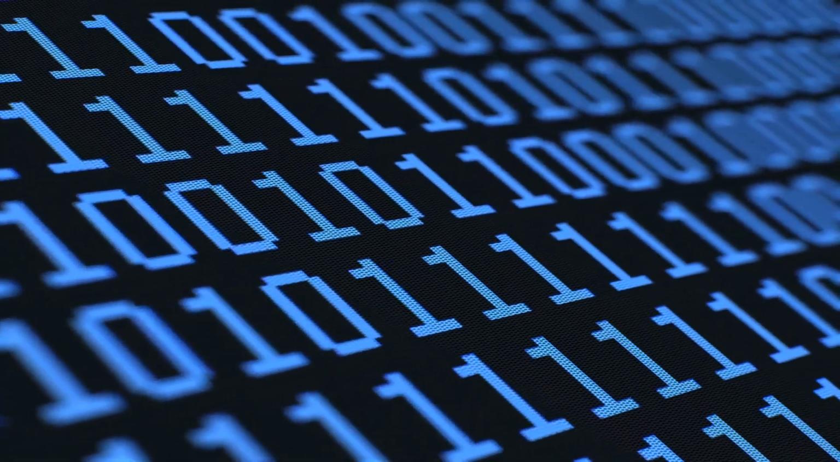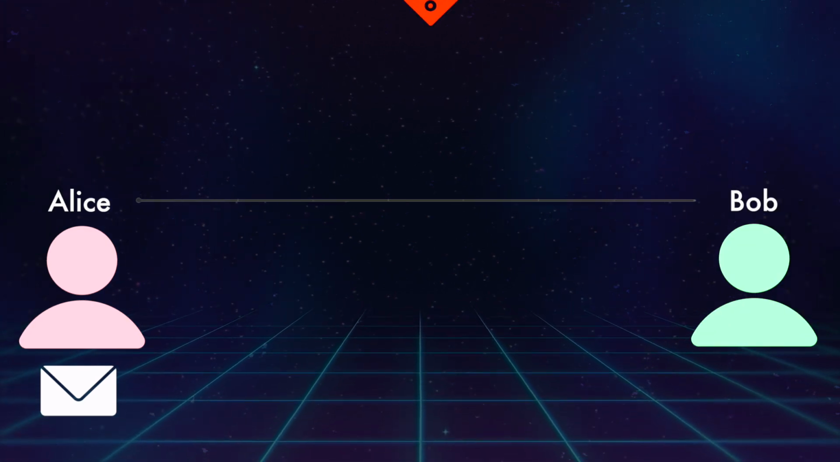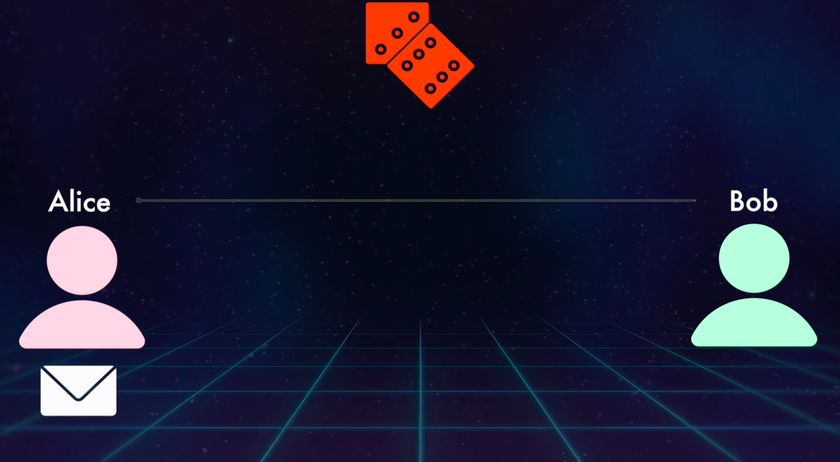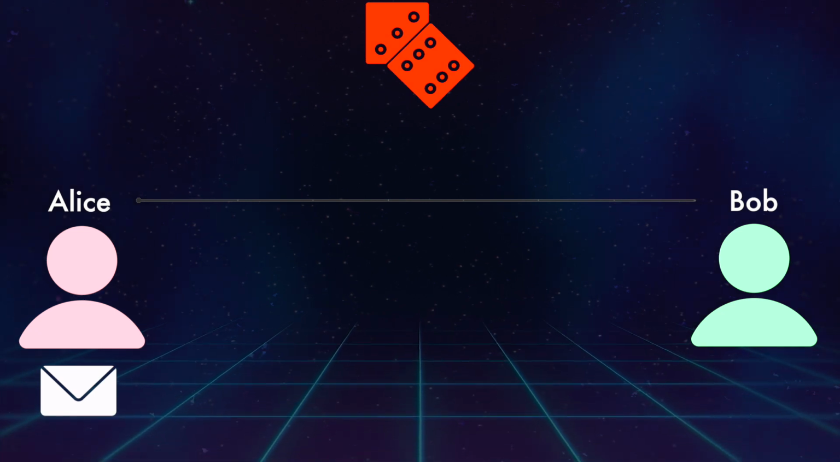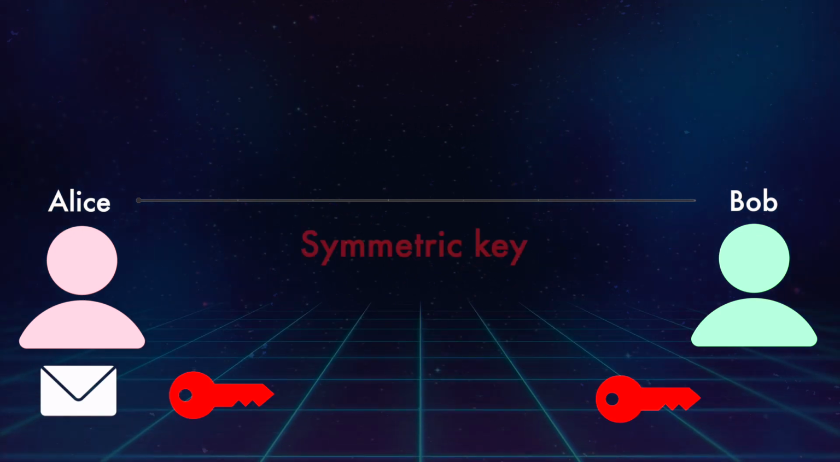It works as follows. Let's imagine two parties, Alice and Bob, want to communicate. First, they must share a truly random number which is as long as the message they want to send. It must be kept completely secret. We call this a symmetric key.